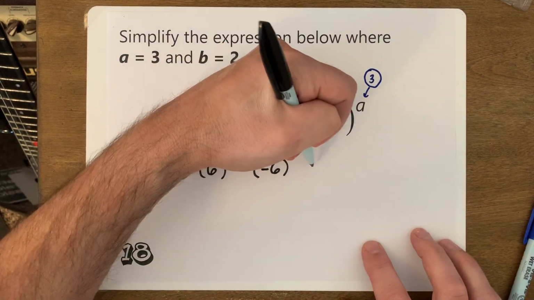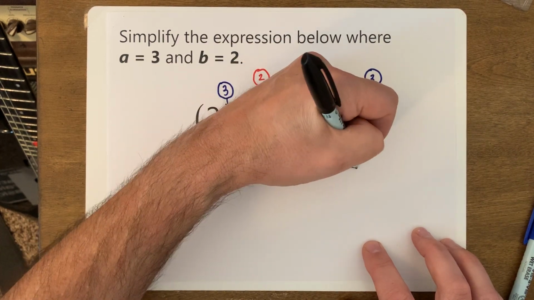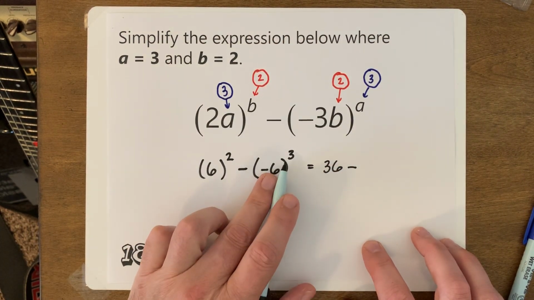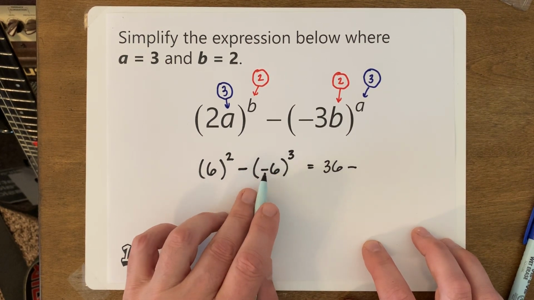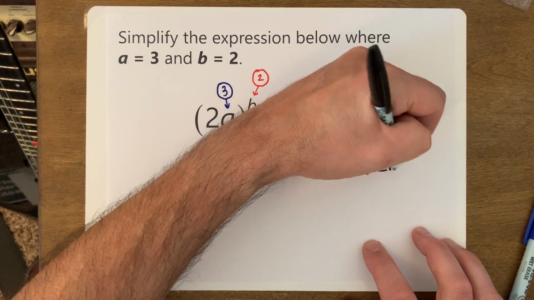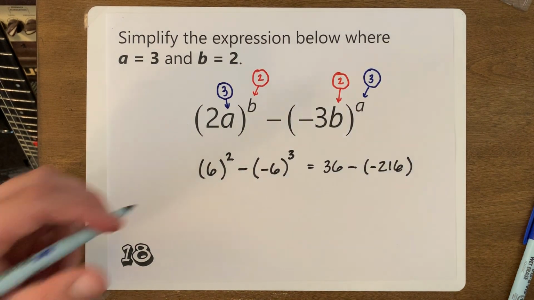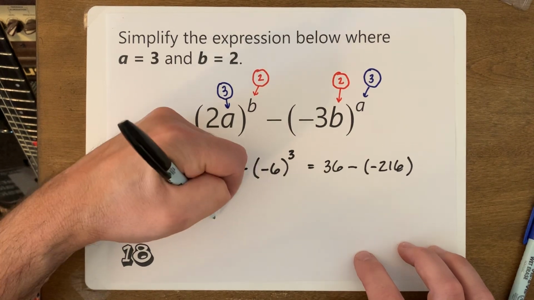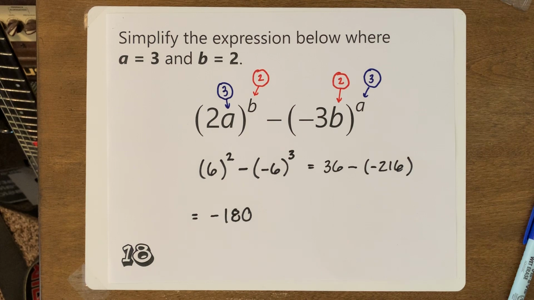All right, so let's simplify that. 6 squared is 36 minus 6 cubed is 216, and it's going to still be negative because when you raise a negative to an odd exponent, it's going to retain the negative. So it's still going to be -216. So now we have 36, take away 216, and that should give us -180. So our final answer should be -180 for that one.